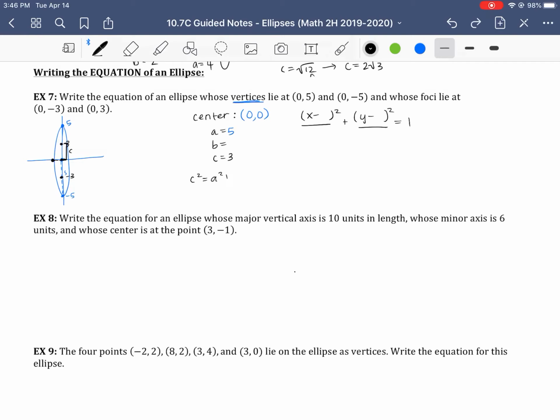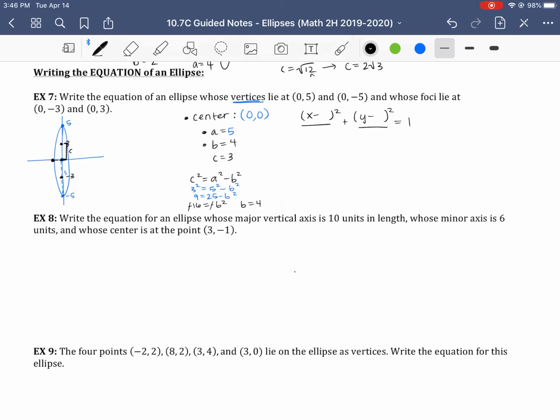And remember that c squared is equal to a squared, not plus, minus b squared. So anytime we have two of those, the a, the c, or the b, we can find the third one. So let's just plug this in. We know that c is 3. So 3 squared is equal to a squared, which was 5, and we don't know b squared. So we've got 9 equals 25 minus b squared. If we subtract that 25 over, then we get negative 16 is negative b squared. So we get rid of that negative 1. If b squared is 16, that means b is equal to 4.